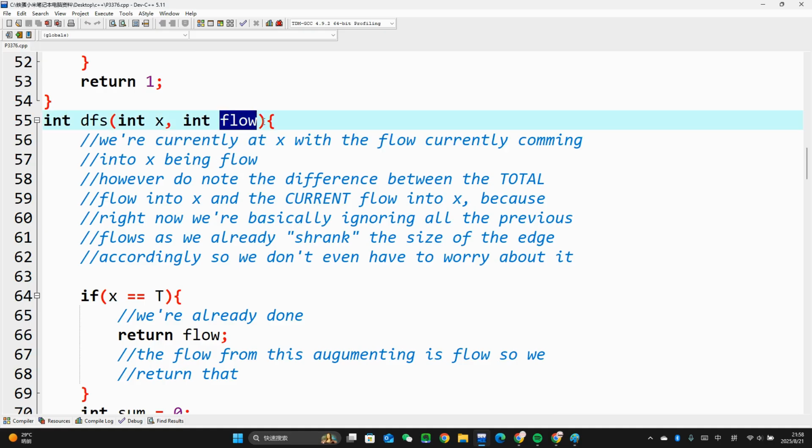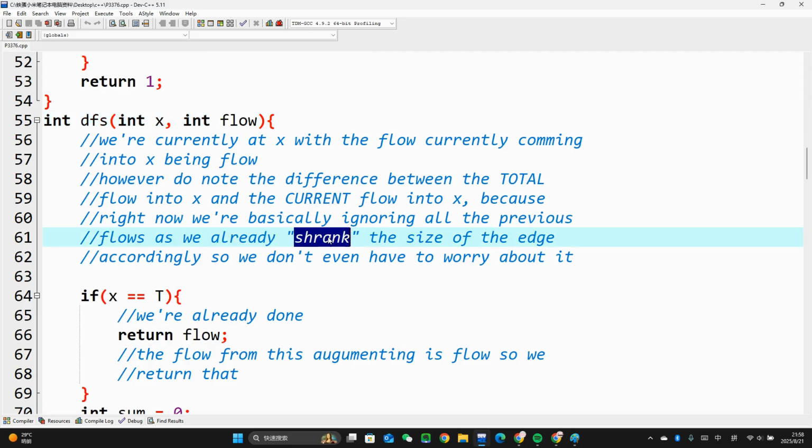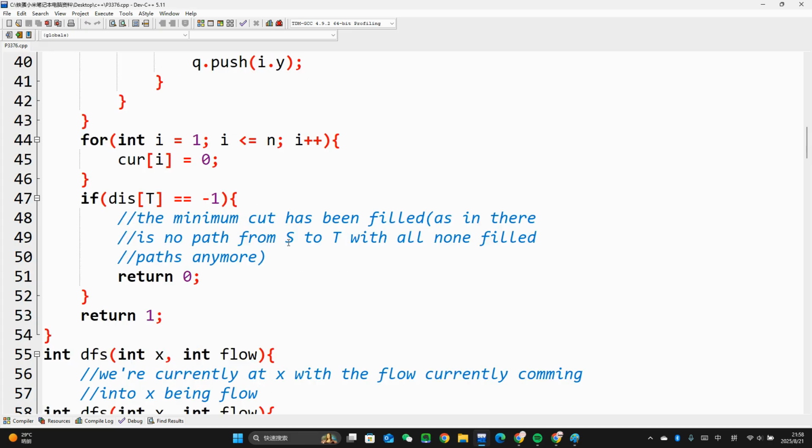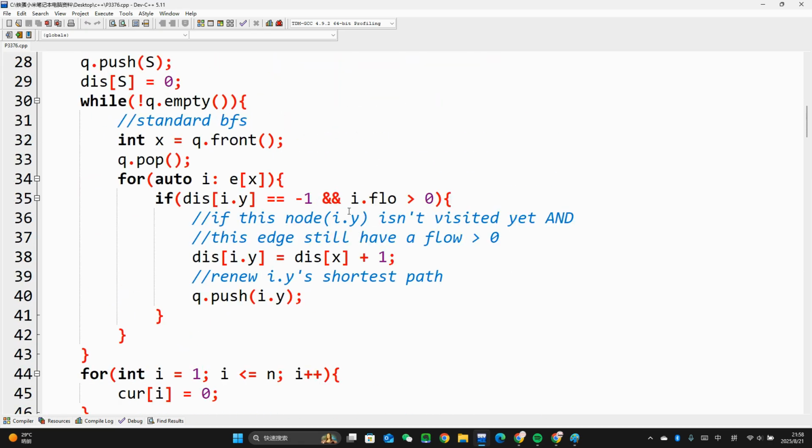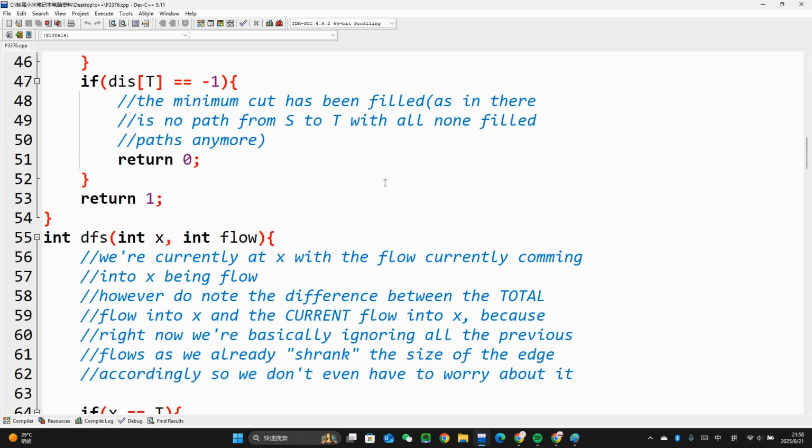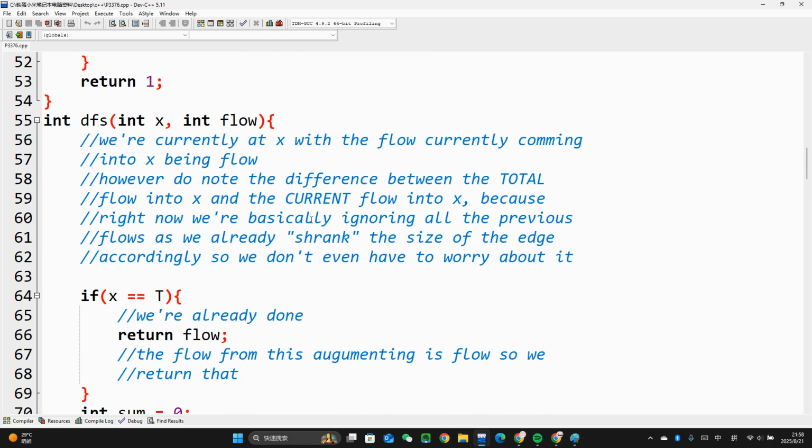So this is the amount of flow coming into X. However, do know that the difference between the total flow into X and current flow into X is not the same thing, because right now we're basically ignoring all the previous flows as we've already shrunk the size of the edge accordingly. So we don't even have to worry about it, right? Because every time we increase the flow of edge I by 1, we decrease I.flow by 1. So we don't even have to consider the previous flows.